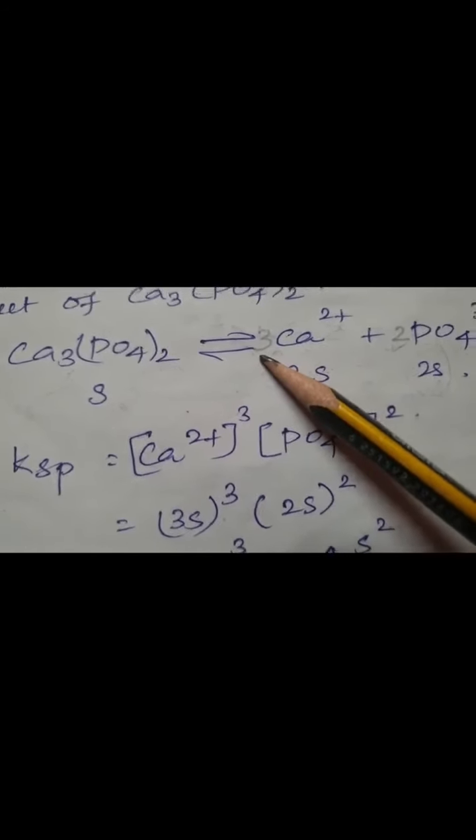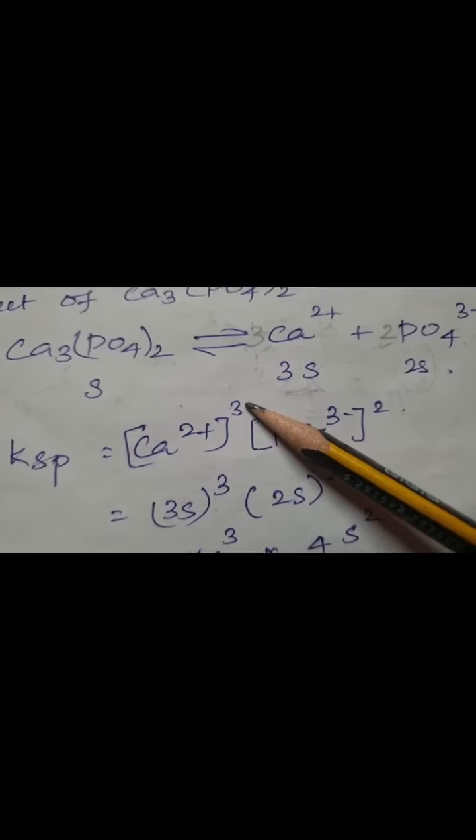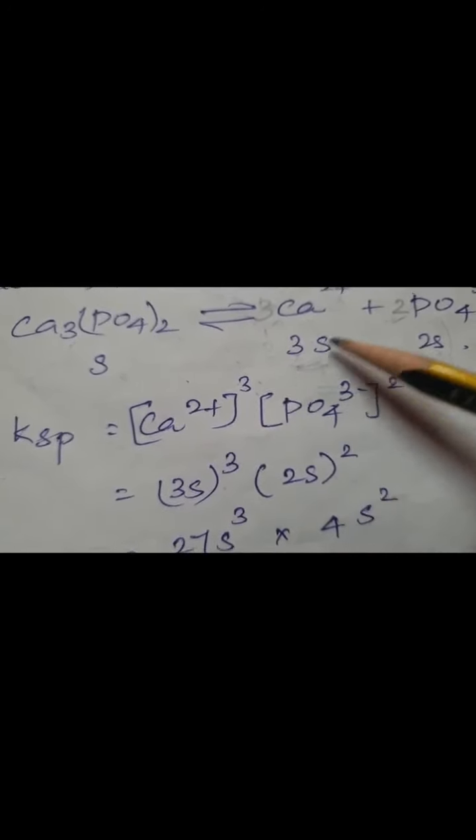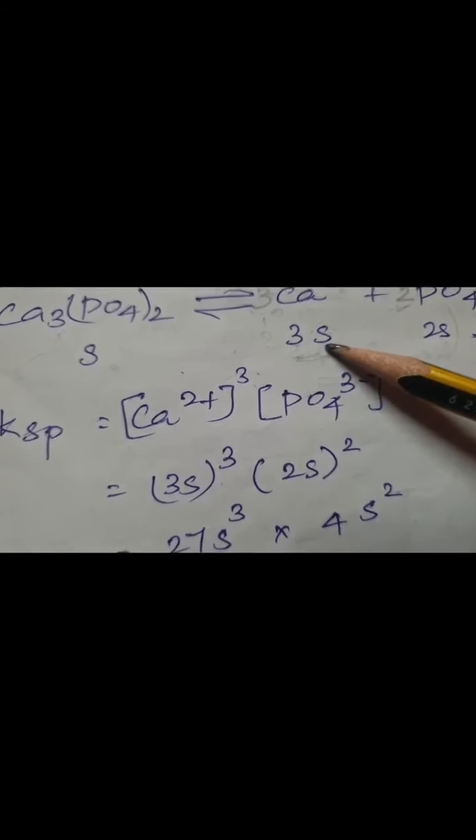The concentration is not given here, so you have to consider it as S. Here 3 Ca2 plus, so you have to take it as 3S. Here 2 PO4 3 minus means 2S. So what is the Ksp for this ionization? Ksp is equal to the calcium ion concentration into the PO4 3 minus concentration. The number of moles should be written in the form of a power, so Ca2 plus power 3, PO4 3 minus power 2.